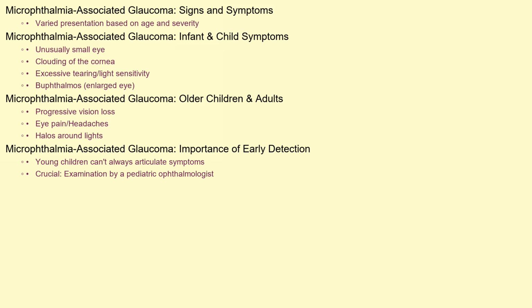The signs and symptoms of microphthalmia-associated glaucoma can vary depending on the age of onset and the severity of the condition. In infants and young children, parents or caregivers might notice an unusually small eye, clouding of the cornea at the clear front part of the eye, excessive tearing, light sensitivity, or an enlarged eye known as ophthalmos. Older children or adults may experience progressive vision loss, eye pain, headaches, or halos around lights. Because young children often cannot articulate their symptoms, early detection by a pediatric ophthalmologist is crucial.